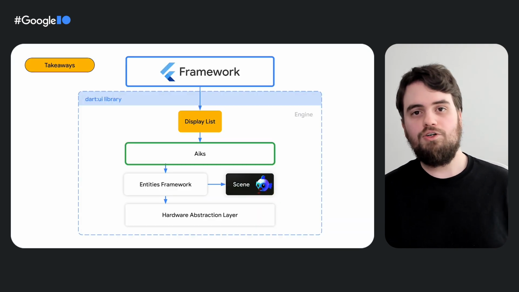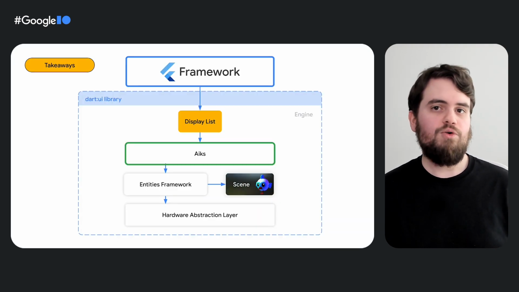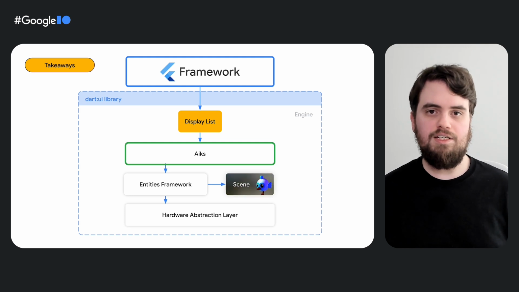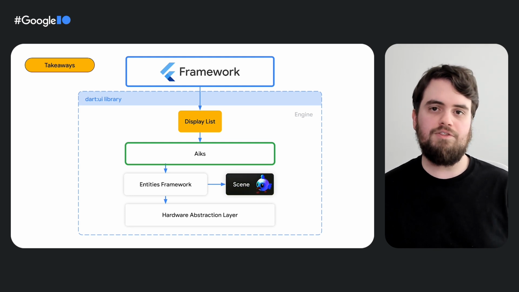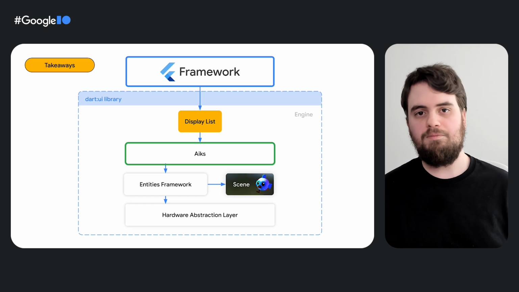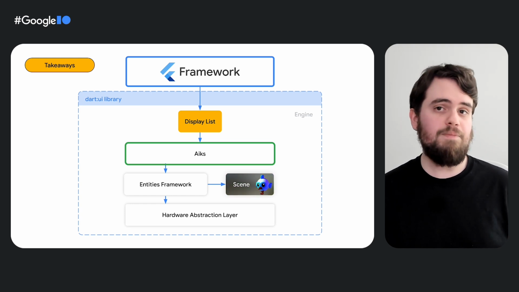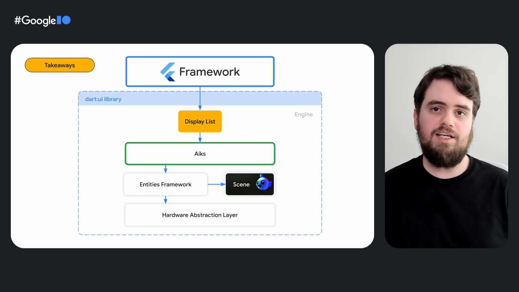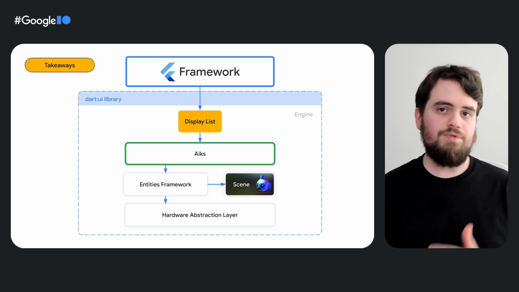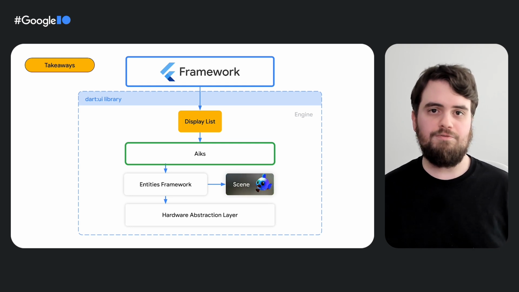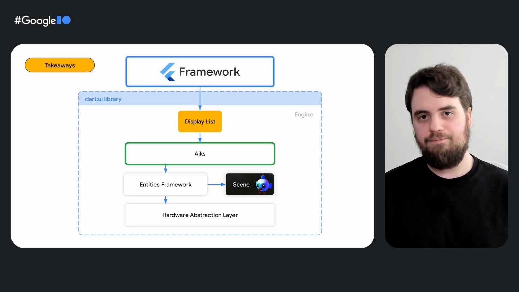For example, earlier this year at Flutter Forward, we showed off a proof of concept 3D scene graph built directly on top of Impeller's hardware abstraction layer called Impeller Scene. Impeller Scene has its own contents in the Entities framework, and it draws 3D objects using the same kinds of render pipelines we talked about earlier.